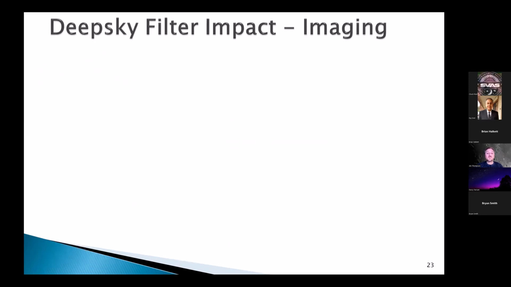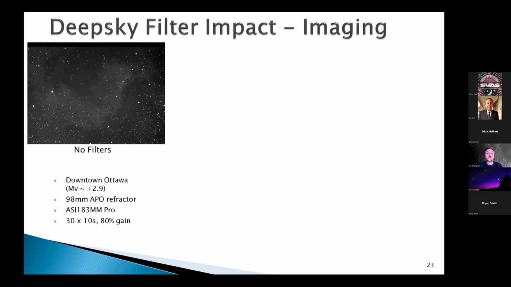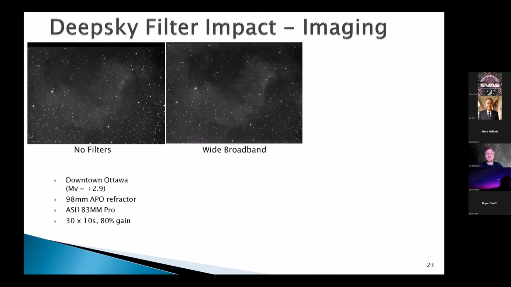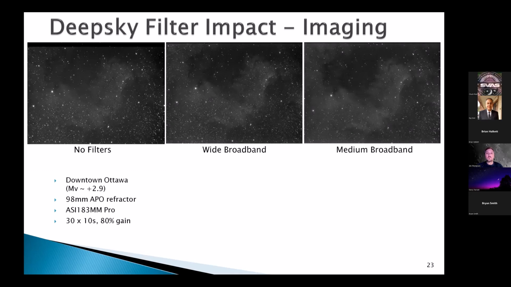The impact of different filters can also be visualized using imagery. This is an image of the North American Nebula captured from my backyard using that same 4-inch refractor. With no filter, it is difficult to make out the nebula amongst all of the many Milky Way stars. Adding progressively narrower filters from wide broadband to medium broadband brings out more and more detail in the nebula. You will also notice that the stars are becoming progressively fainter.